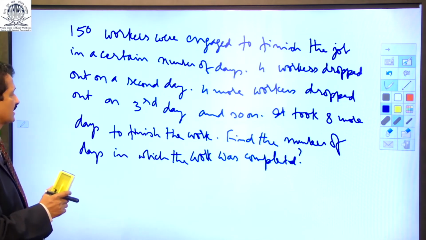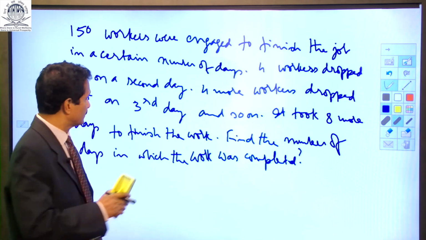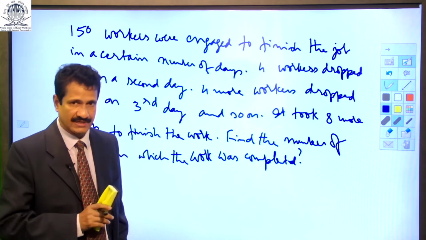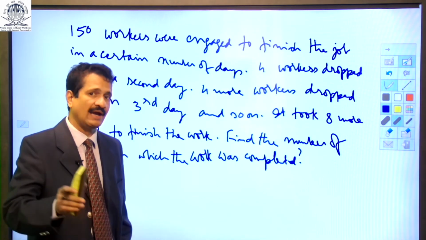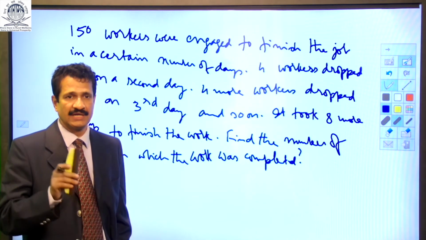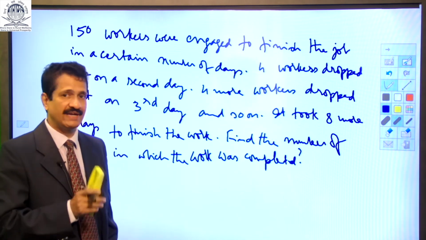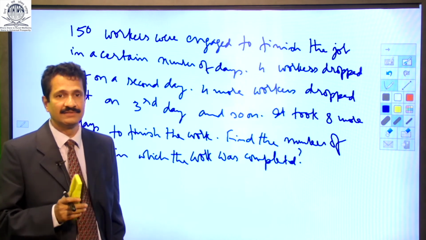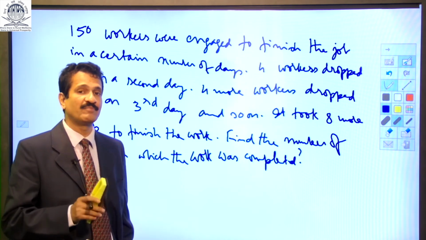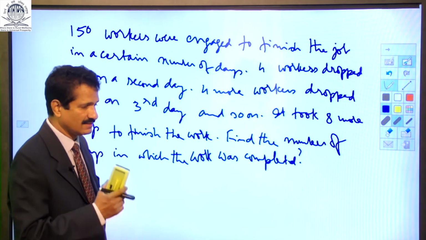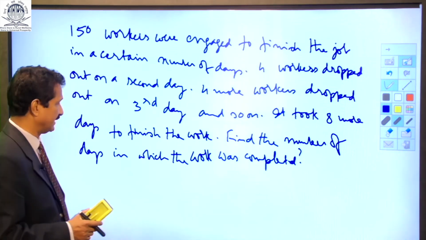Find the number of days in which the work was completed. The work was started by 150 workers. If the work had been done by all 150 workers, it would have taken n days. But here, every day 4 workers are dropping out. Now we will have to find how many days the work will take to be completed.